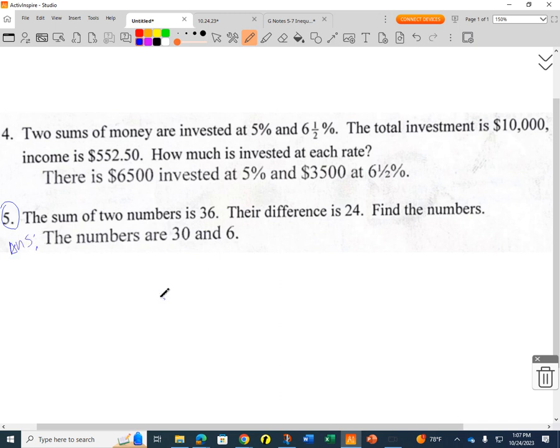So the first thing we have to do is define our variables. Step 1, everybody's writing what I'm writing. Define the variables. That just means tell what our x and y are going to represent. We're going to have two variables, an x and a y. In this case, we're finding two numbers. So x is going to be the first number, and y is going to be the second number.